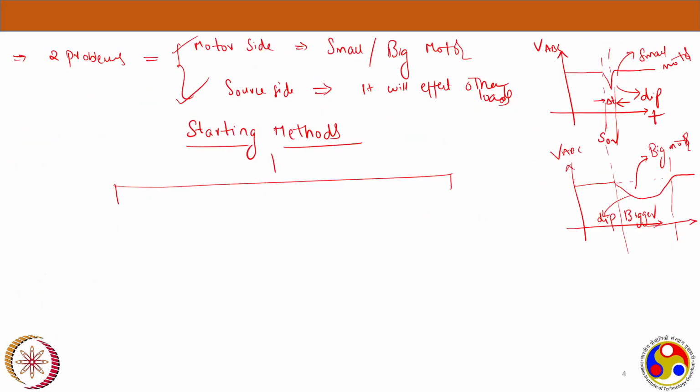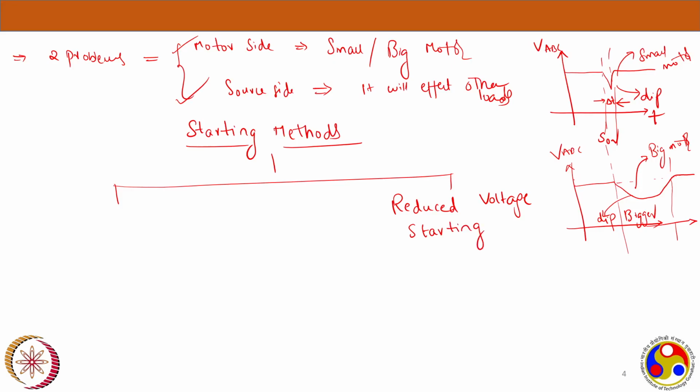So the simple solution anyone would go for is: at the starting, let's give a reduced voltage. We will allow the motor to pick up the speed, and then we will shift the input voltage to the full rated voltage. So that's the obvious solution. That is one of the solutions, that is reduced voltage starting.